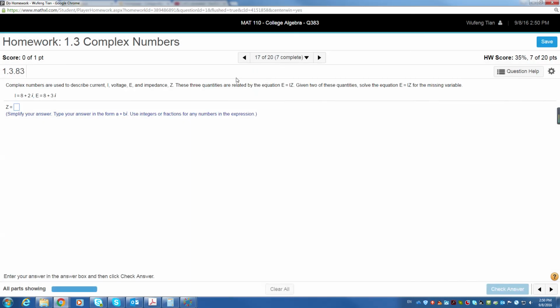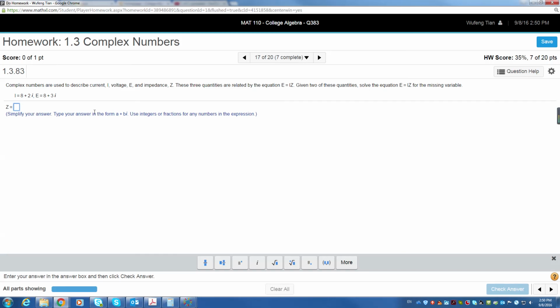Okay. So this one, E equals IZ. 3 quantities, E equals IZ: give you I, give you E, you find Z. Z equals E over I. It's the same idea.